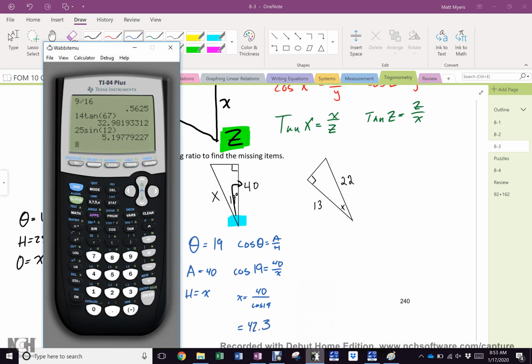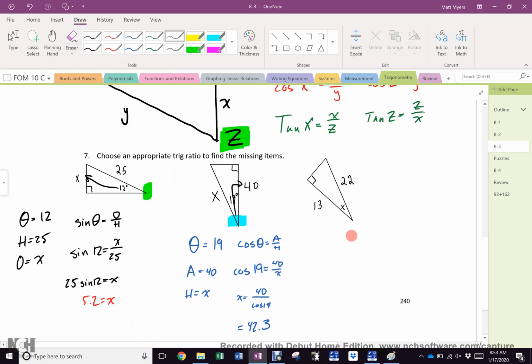Let's check. 40 divided by cos 19, and I'm going to close my bracket. 42.3. Everybody good? Even backwards calculator people and people using their phones. Are you good? Excellent.